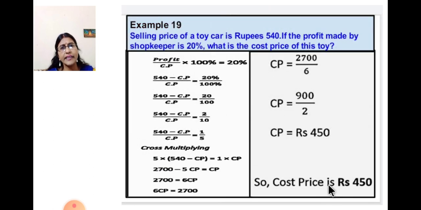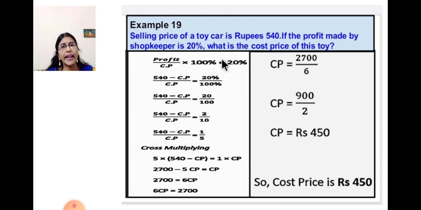So let us see the next example, example number 19, which is also very important. You can see in your textbook, it is solved. Selling price of a toy car is rupees 540. If the profit made by shopkeeper is 20%, what is the cost price of this toy? So here what is given? We know selling price, we know profit percent. Now what we have to find out? Here we have to find out cost price.